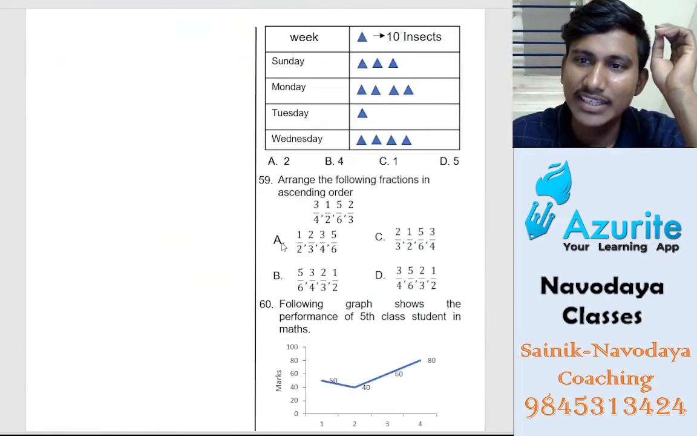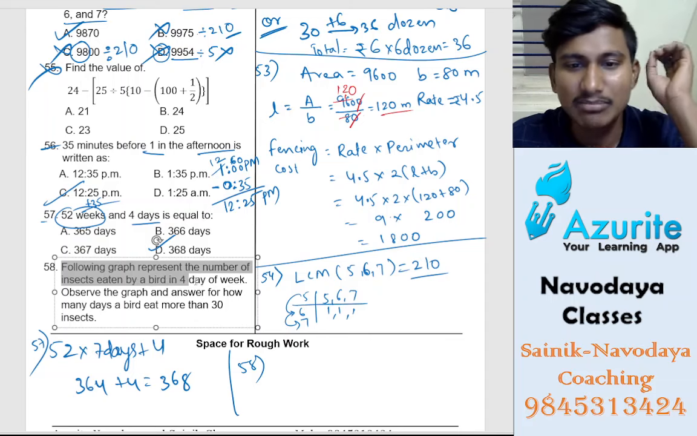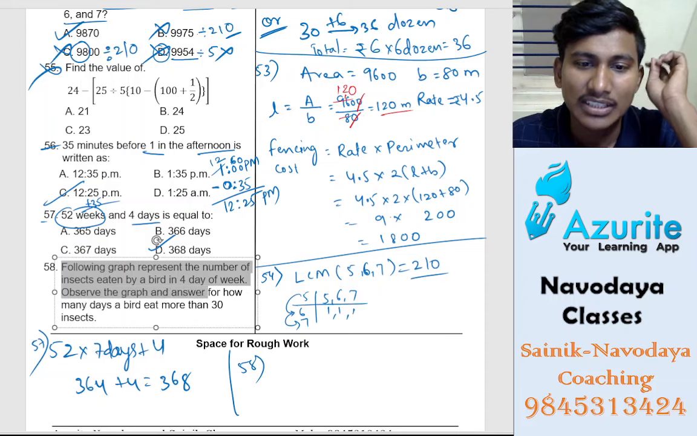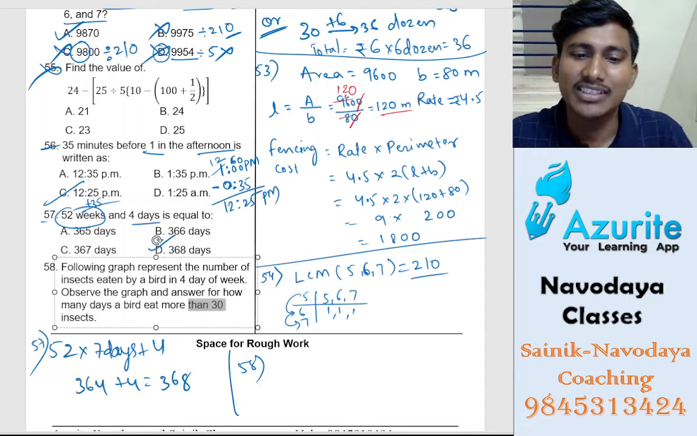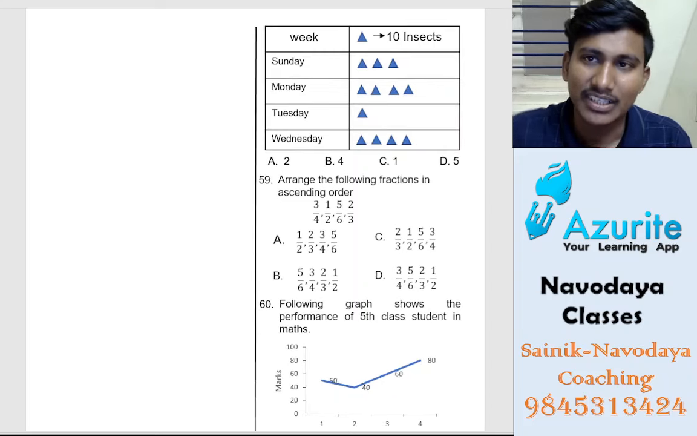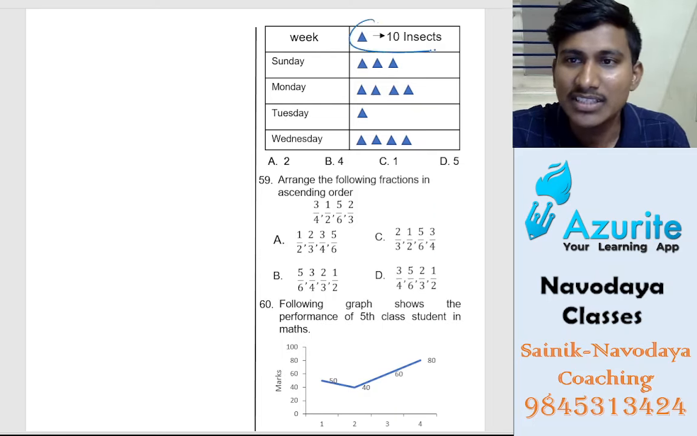Question 58, right? What they are asking: the following graph represents the number of insects eaten by a bird in 4 days of a week. Observe the graph and answer: for how many days has the bird eaten more than 30 insects? It should be more than 30, right? Here they have given 1 triangle means 10. So 3 triangles means 30, and 4 triangles means 40.